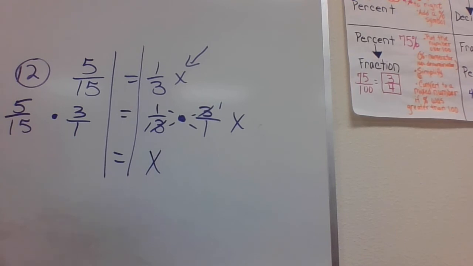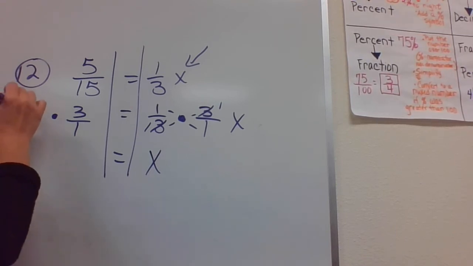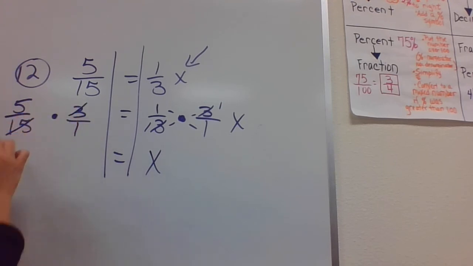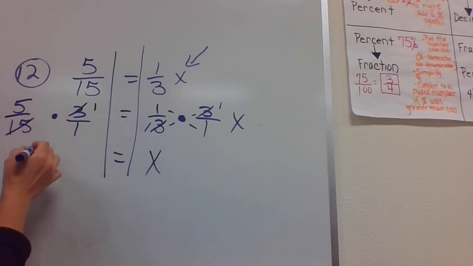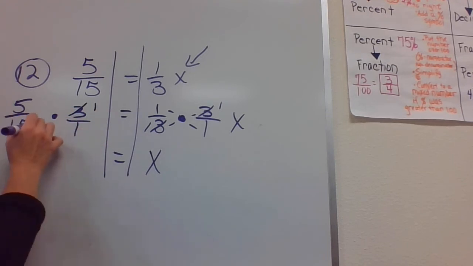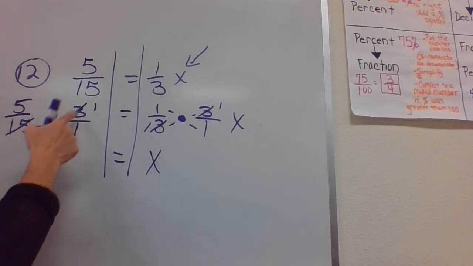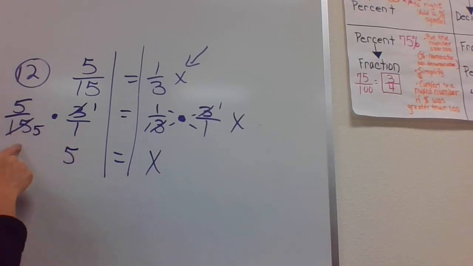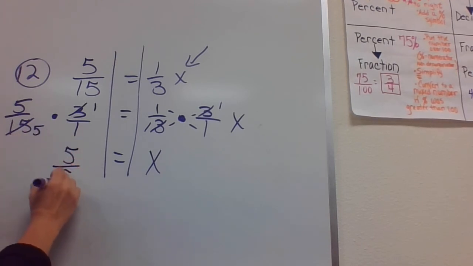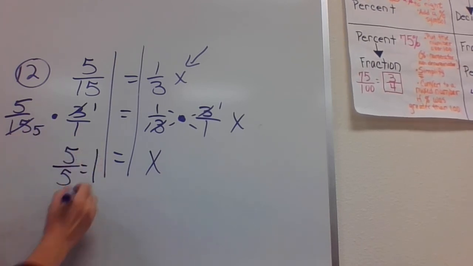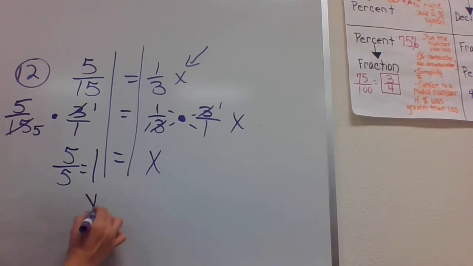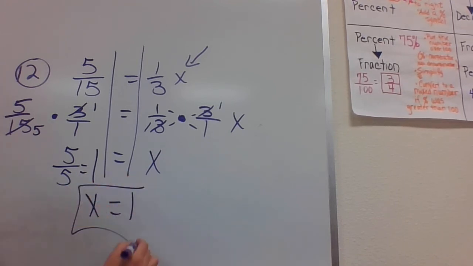I have 1x left. Back over to this side, I see that I have a 3 and a 15. They are both in the 3 times tables. 3 divided by 3 is 1. 15 divided by 3 is 5. I have 5 times 1 is 5. 5 over 5 equals 1 whole. So x equals 1.